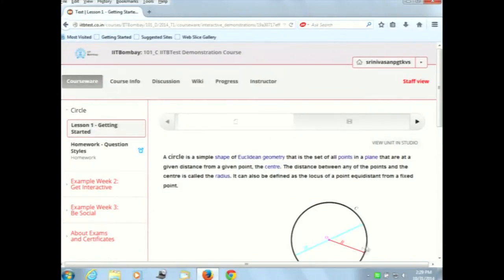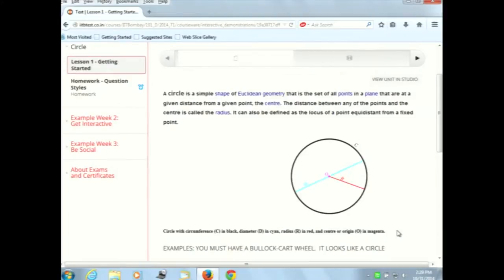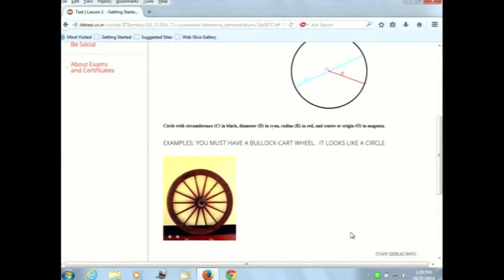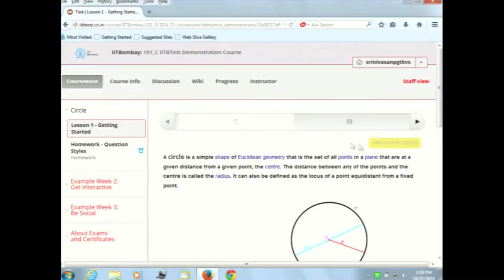Here we have this text explaining about the circle, and then there is a figure. All the parts of the circle are explained in color, and that color is also mentioned at the bottom. That is, circumference is in black color, diameter is in cyan color, radius is in red color, and center of origin is in magenta color. And some examples we have taken here so that the child can understand better. You must have seen a bullock cart wheel, it looks like a circle. Then in the same unit, we have added one video also.